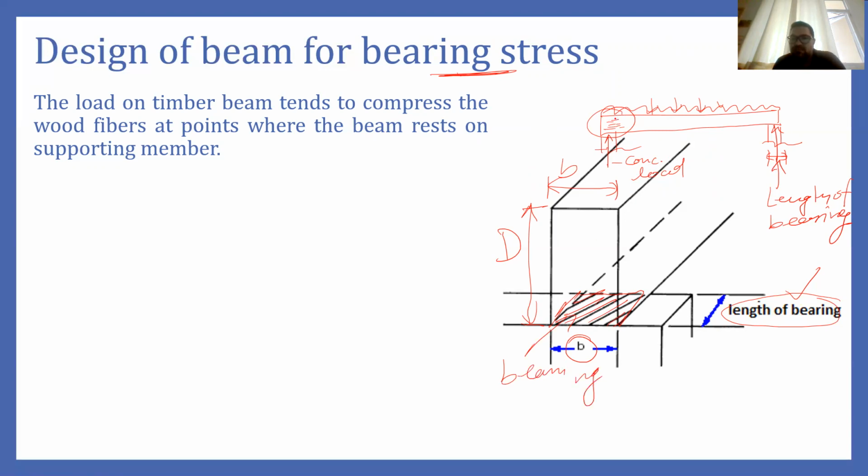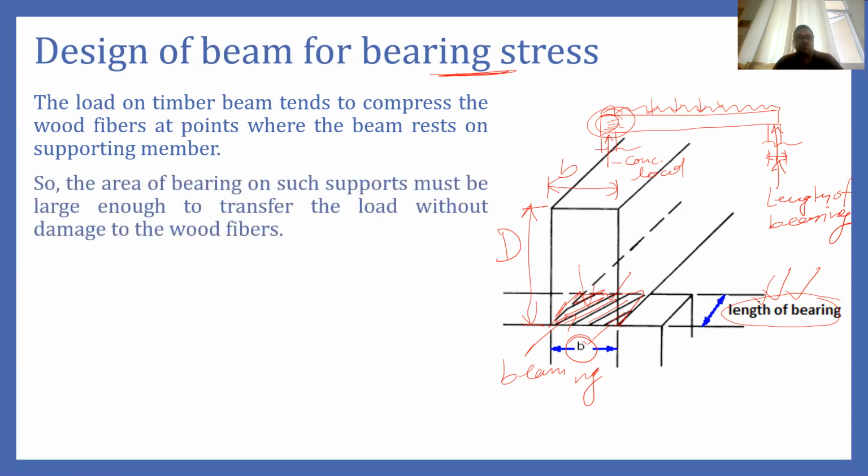So these fibers will compress if this area is not sufficient. To avoid this, we provide sufficient bearing area, and this can be provided when we provide sufficient length of bearing. Because B is fixed, B cannot be changed. Here in this case, we can change length of bearing. So sufficient length of bearing is to be provided. Now, as I said, the area of bearing on such supports must be large enough to transfer the load without damage to the wood fiber.